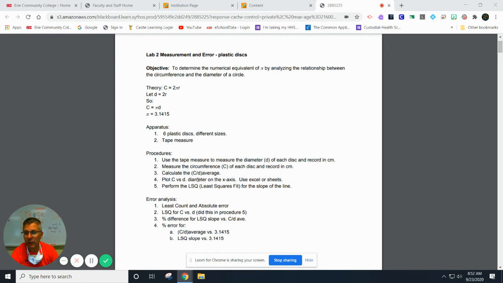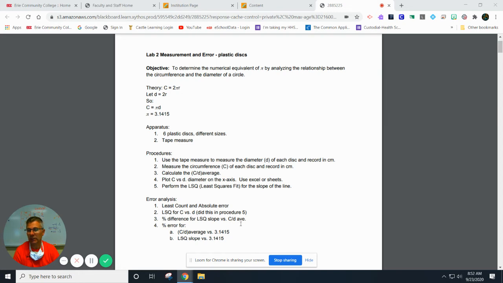So you're going to do all that, look at all the numbers, read it, and then you have to perform the LSQ. I have put a video in the Lab 2 section on how to do an LSQ. You're going to be doing LSQs for graphs all semester long, so make sure you know how to do that. Least count, absolute error, LSQ for C versus D.